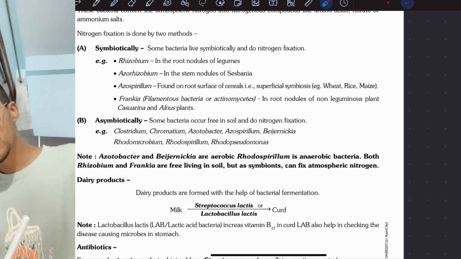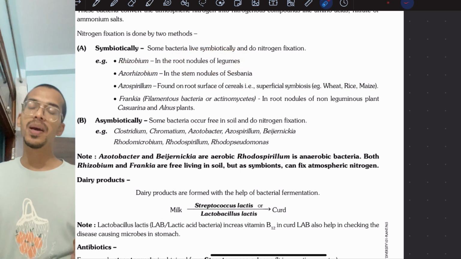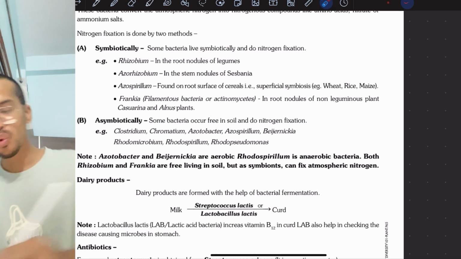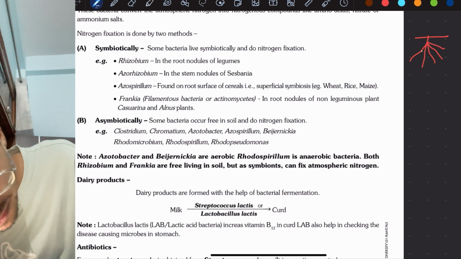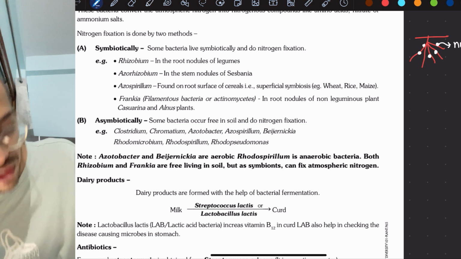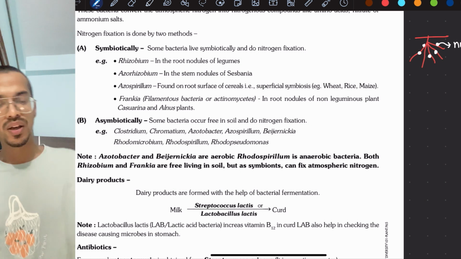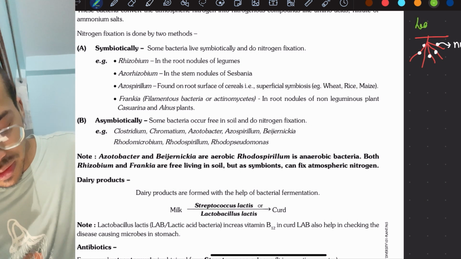Rhizobium, which is present in the root nodule of leguminous plants. Means these leguminous plants have what? They have a nodule present, for example in the roots. For example, this is a root. So in this plant, what happened? They are present like this in nodule form. So these are the nodules. So we call these root nodules. In which plant is it seen? The Leguminosae family, or the legume plants.